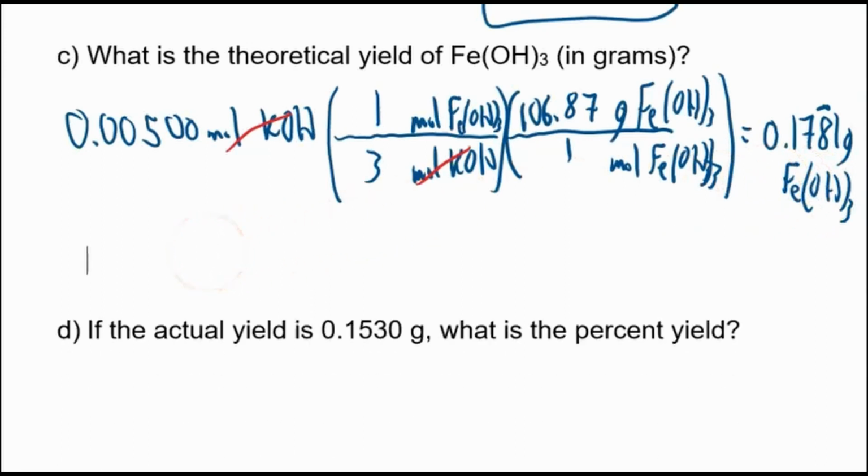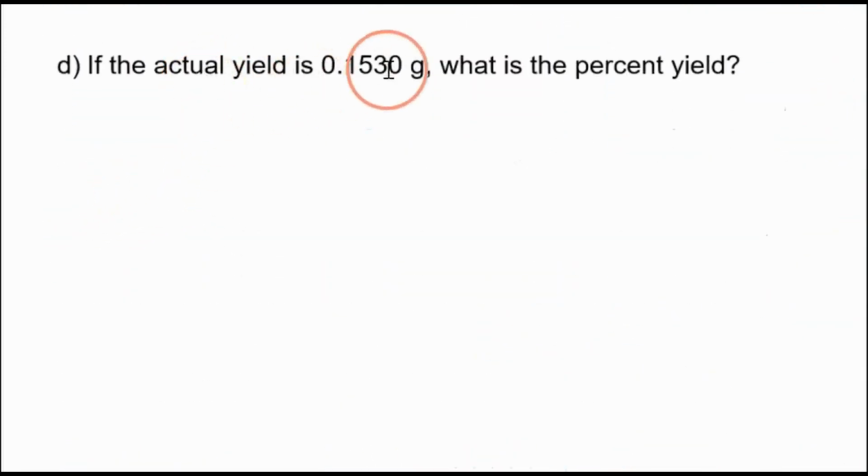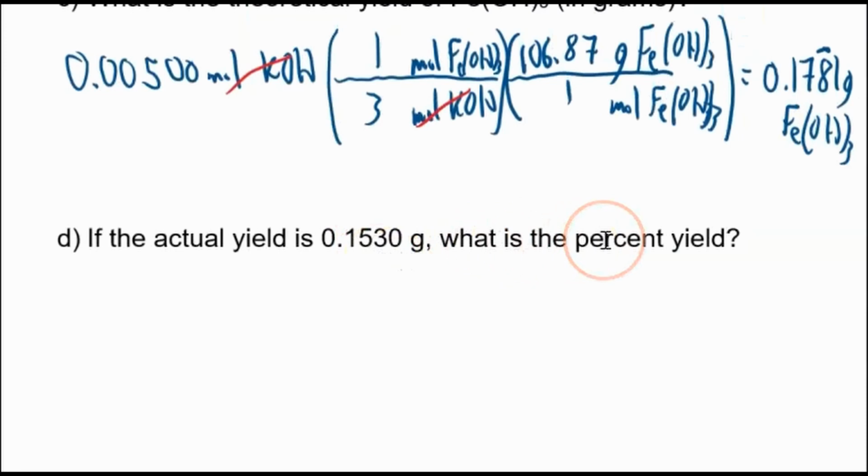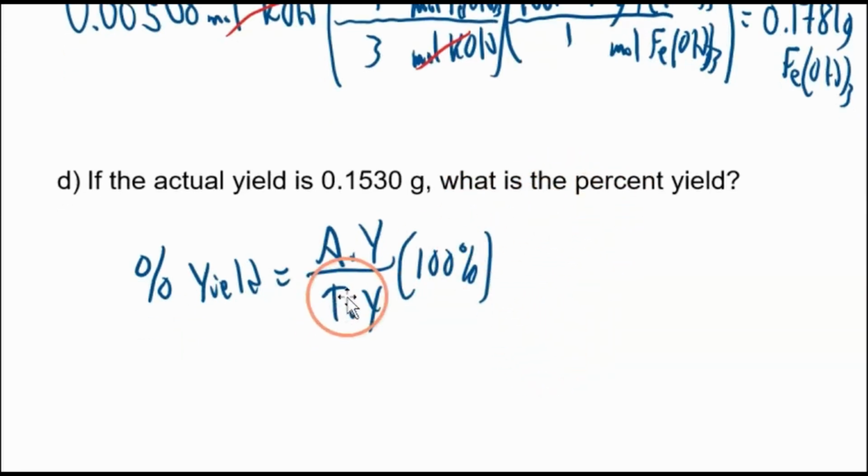Okay, last part of this question, this always comes up in some form. If the actual yield is this many grams, what is the percent yield? So we have our wonderful equation, one equation for all 3 yields, percent yield. Percent yield equals actual yield over theoretical yield times 100%. We want the percent yield.